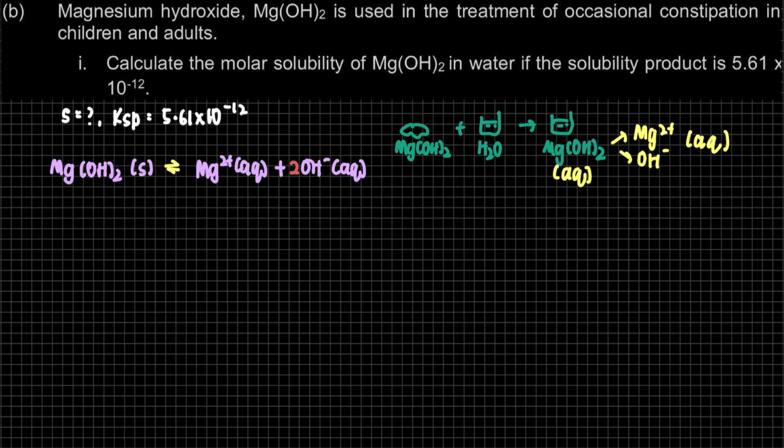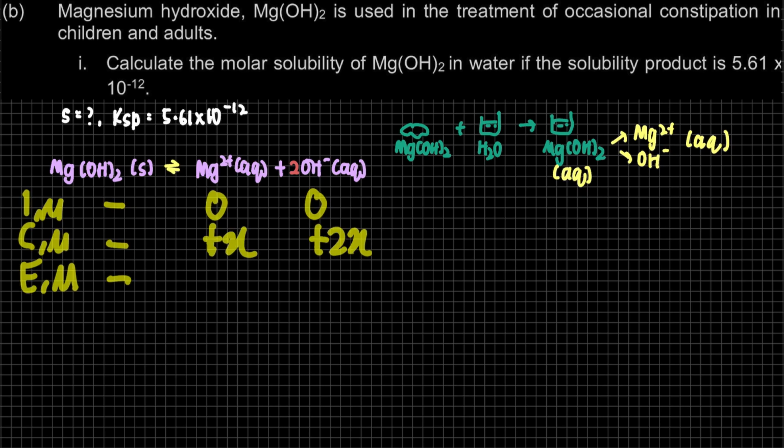Right now, the Ksp given is 5.61 exponent negative 12. So how do I know the S? Usually when we're talking about K, we use an I.C.E. table, in molar, and only for gas and aqueous; solid is not included. Initial, we don't have any value, so 0. Change here will become plus. If you refer back to chapter 6, we write plus x and plus 2x. So the equilibrium will become x and 2x.